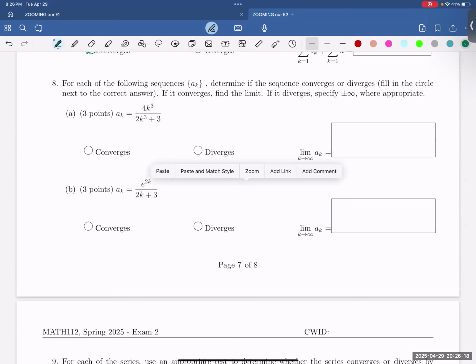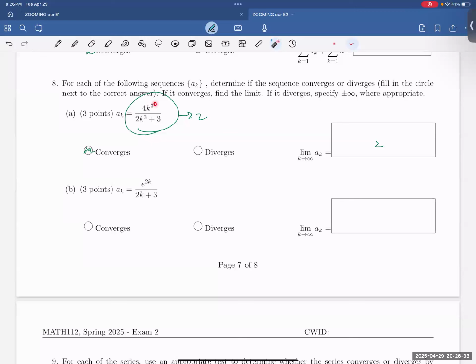Each of the following sequences, pay attention, these are sequences, not series. You're not going to use your series convergence sheet. So to decide if a sequence converges, you take a limit. The limit of this goes to 2, so that converges. You know it goes to 2 because the powers of the numerator and denominator are the same. They're both polynomials, and so the limit is the ratio of leading coefficients. 4/2 is 2.